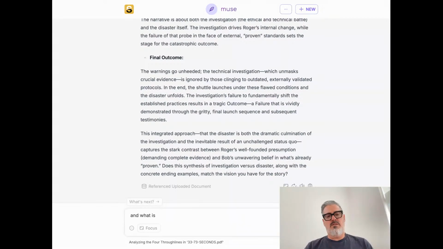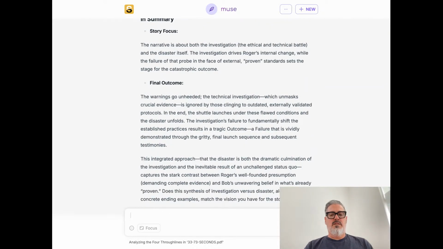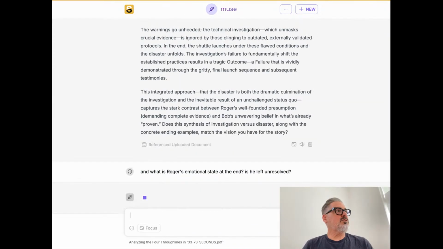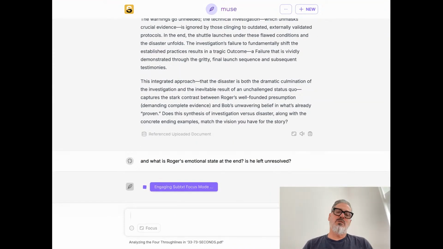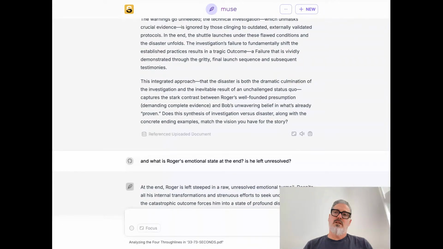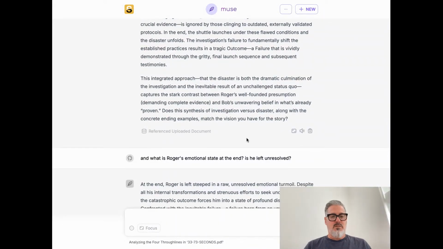And what is Roger's emotional state at the end? Is he left unresolved? That's the question. So I don't remember if it could be driven by decisions. So the idea with the driver is what kicks off the story, and then that's what leads to the... interesting. I'm gonna ask him one other thing here.